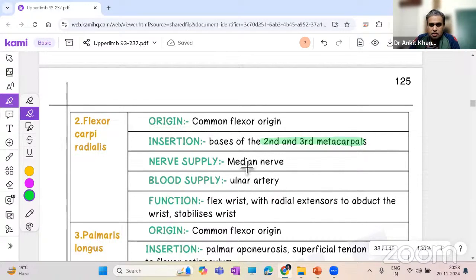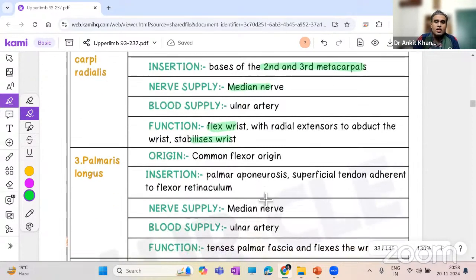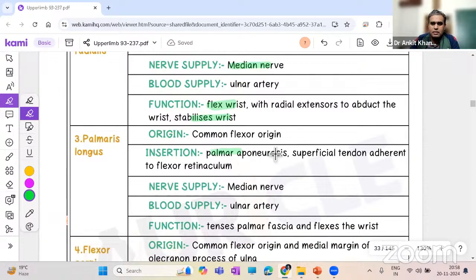Nerve supply, again, we have seen, median nerve, but look at its function. It is going to flex the wrist only, not the digits. And with radial extensors it abducts the wrist, stabilizes it, so that the wrist should not flex. Let's see palmaris longus, again goes where? Into the palmar aponeurosis. It continues as a palmar aponeurosis, nothing but a modification of the fascia. On the side we have seen, and it tenses the palmar fascia and flexes the wrist. So it tenses the palmar fascia.